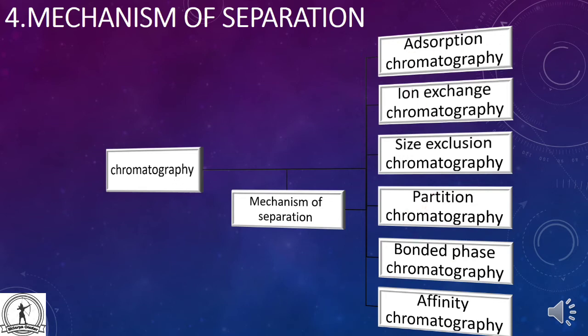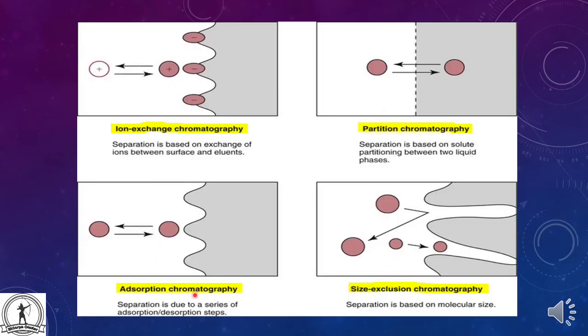First, adsorption chromatography. In adsorption, first the component will settle on the surface of the stationary phase. You see this. And after the mobile phase passes, it moves away. So it is the phenomenon of adsorption and desorption. These two phenomena, adsorption and desorption, continue on the surface of the stationary phase and our separation occurs.